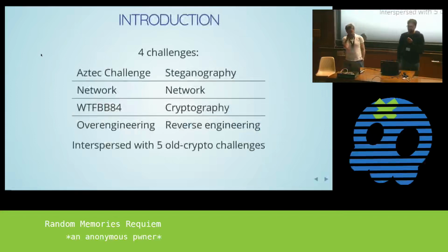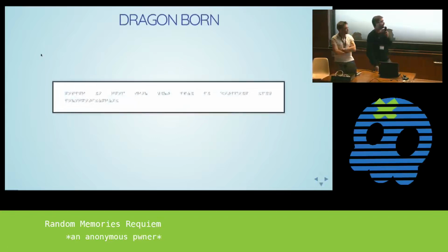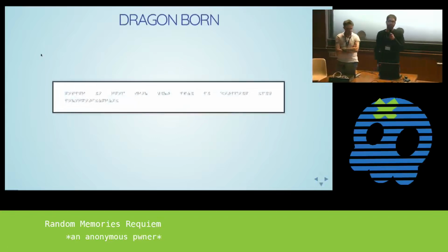So this challenge was composed of 4 levels: one of steganography, one of cryptography, one of network, and the last one was a reverse engineering challenge. And actually, all the levels were interspersed with five easier cryptography challenges that can be solved for most of them with a pen and paper. So let's start with the first old crypto challenge.